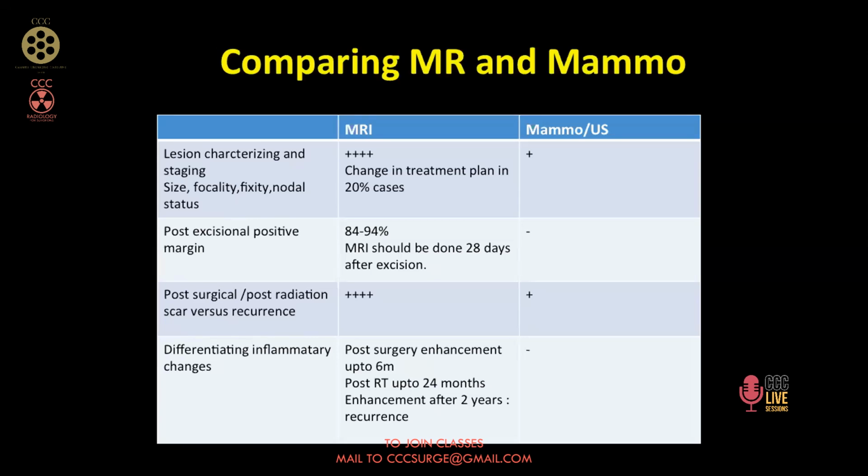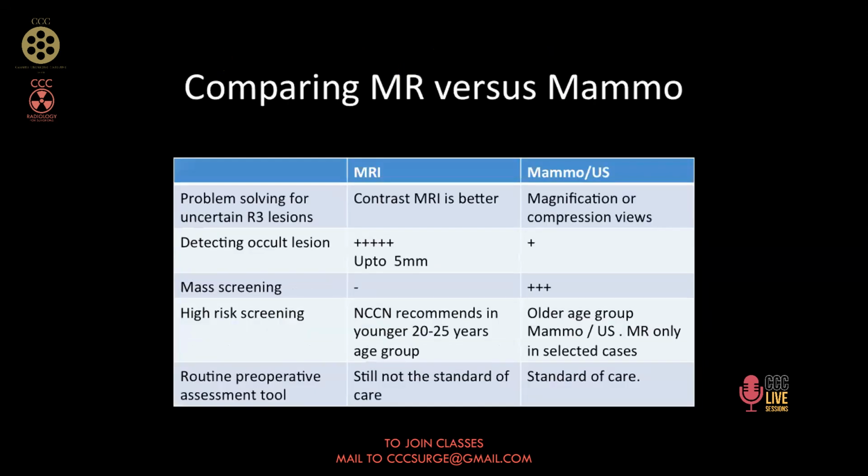Early enhancement and early washout say that this is a malignant recurrence, whereas mammogram is not going to be able to differentiate it. Also, to differentiate inflammatory changes, you have given radiation and the whole thing is swollen up. You don't know whether it's a post-surgical enhancement or radiation enhancement. But if you use MRI with wisdom, you will be able to differentiate between the two. As a problem-solving tool, contrast MRI, as I said, is better, whereas in mammogram you need to magnify the whole thing and look very carefully in case you are missing microcalcifications.